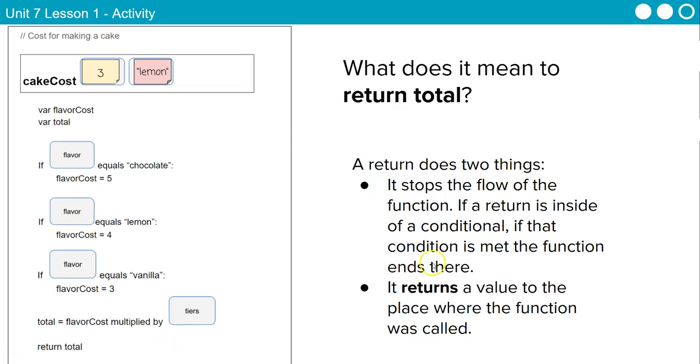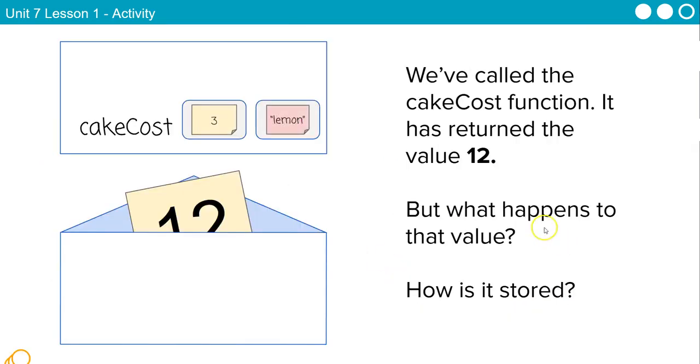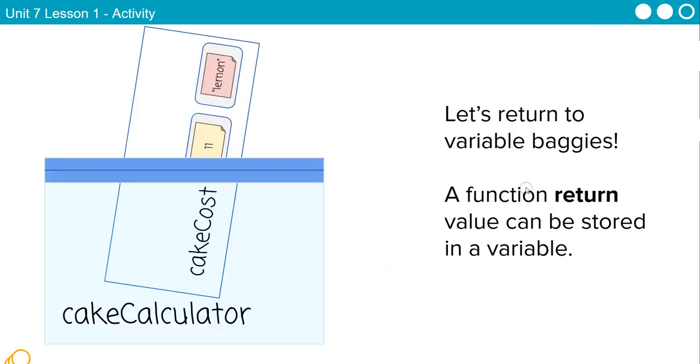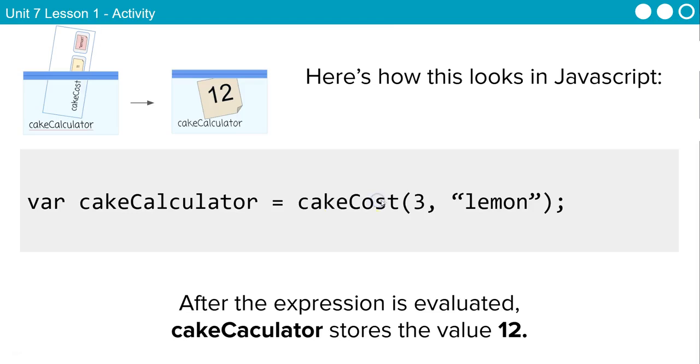The other thing that it does is it returns the value of whatever variable that we're returning back to where the function was called, right? So in this case, I can essentially create a variable called cake calculator and set it equal to the call of a function, right? Which probably doesn't make sense yet, but hopefully this next slide helps you.